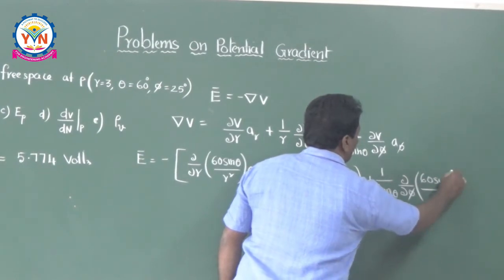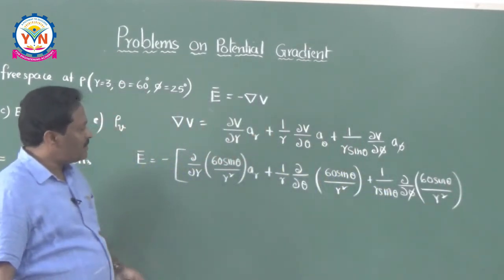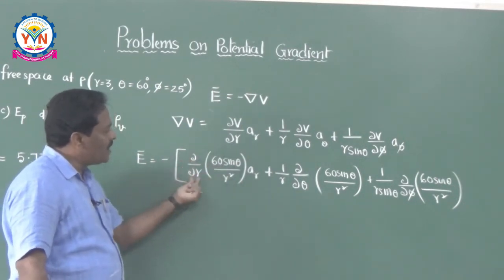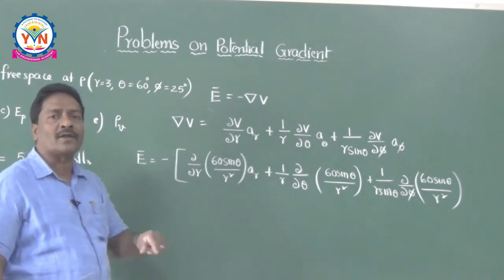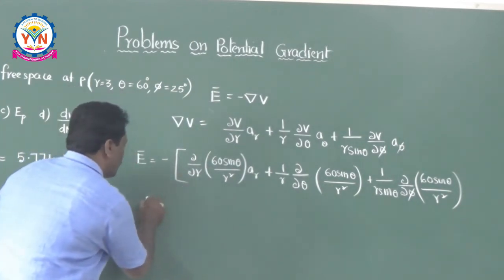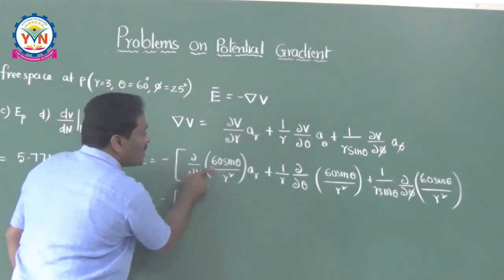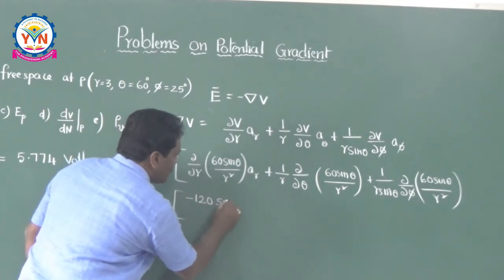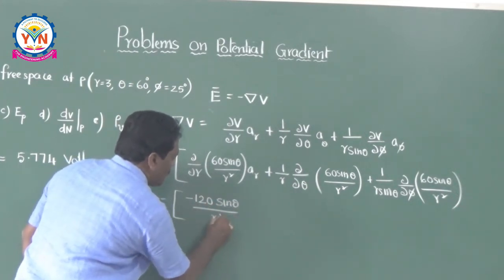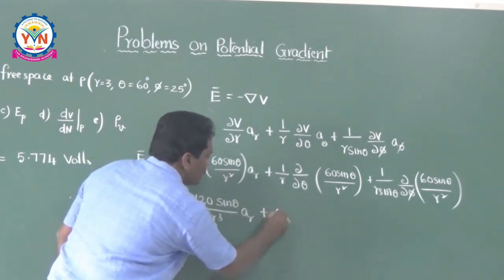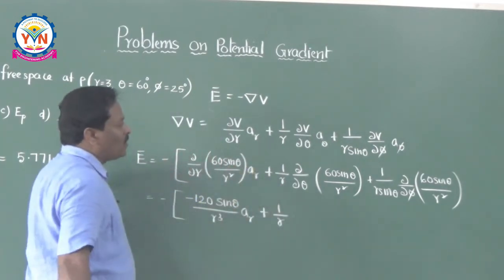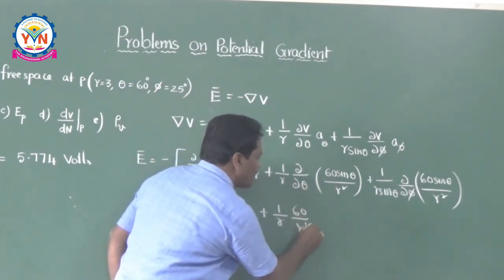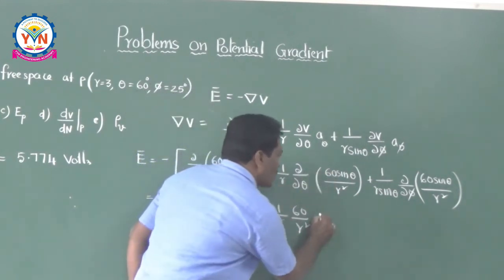If you observe closely, in dou by dou R of 60 sin theta by R square, 60 sin theta is a constant. Derivative of R square means minus 2 by R cube. So this is minus 120 sin theta divided by R cube into AR, plus 1 by R into dou by dou theta of sin theta. 60 by R square is constant. Derivative of sin theta is nothing but cos theta.